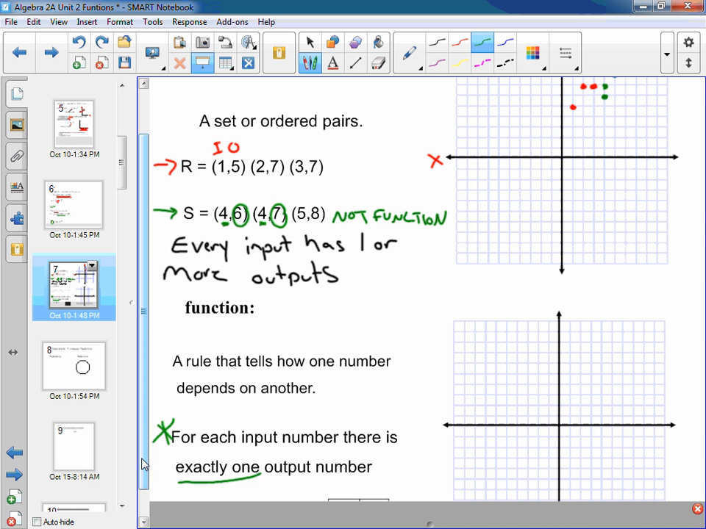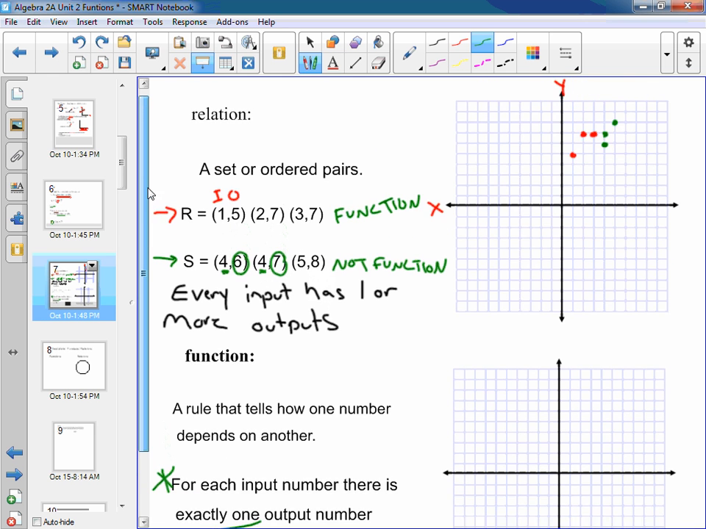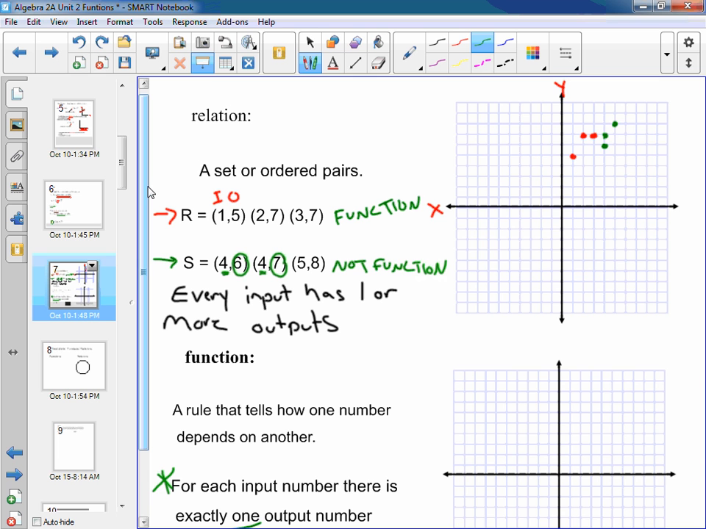And if you look at set R, every input is only paired with one output, so that is a function. If you need to pause this at any time to get your notes caught up, please do so. Okay, so a relation is a set of ordered pairs, and every input has one or more outputs. Here are 2 examples of relations.